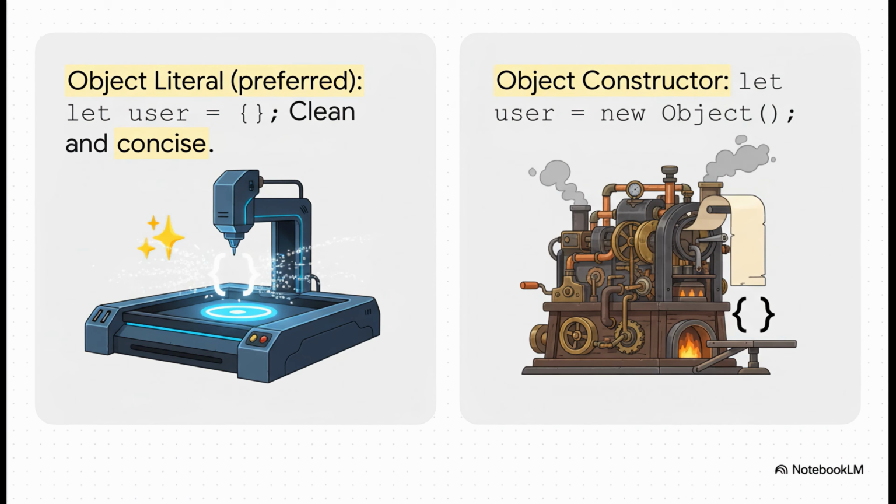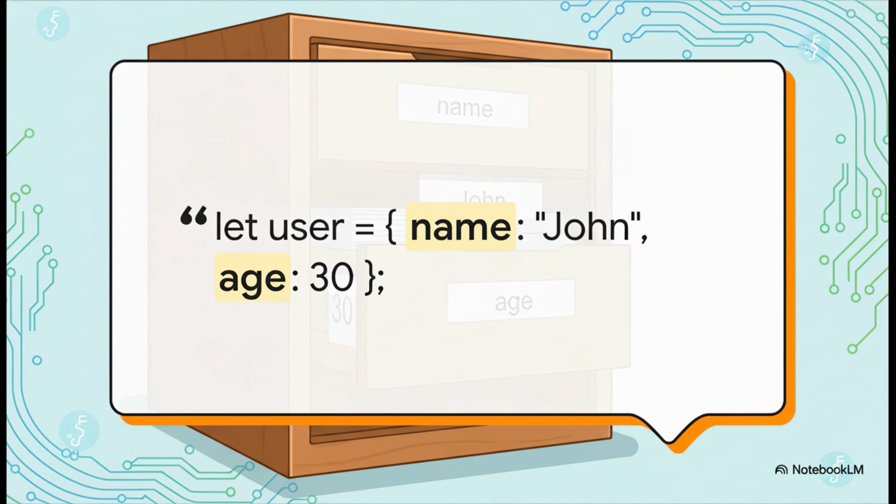So how do you actually make one of these data cabinets? You'll see a couple of ways, but honestly, the one on the left is the one you're going to see 99% of the time. It's called the object literal, and it's just a simple pair of curly braces. Super clean, super concise. This is how you start with an empty object. And here's how you can create an object that's already got some stuff in it. You can see we have our keys, name and age. And for each one, there's a colon, and then the value. And boom, just like that, we've made our data cabinet and already put two files inside.